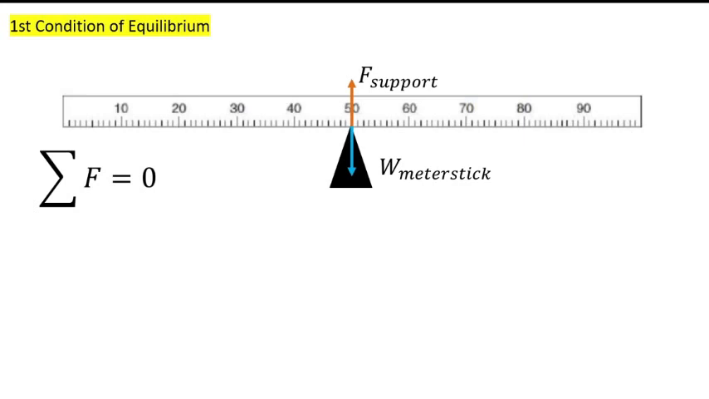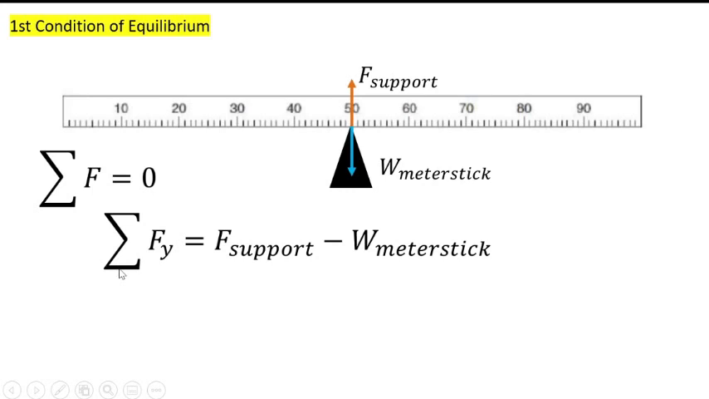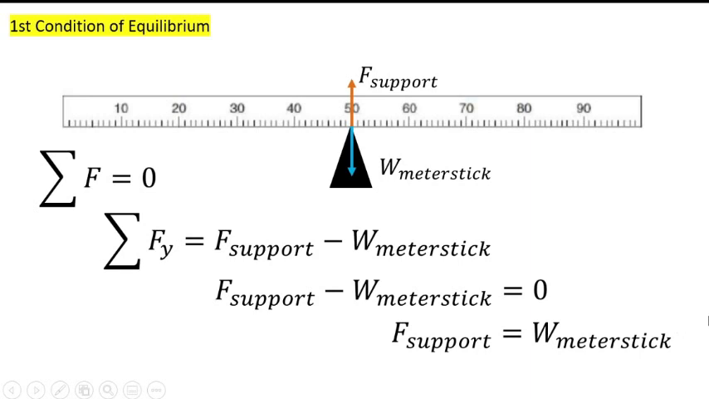The first condition of equilibrium is just the summation of forces is equal to 0. In this system, we only have forces on Y. Hence, the summation of forces on Y is just equal to F support minus the weight of the meter stick. Since F support is upward, we determine it as positive, and the weight of the meter stick is downward, so that is negative weight of the meter stick. Since our system is in equilibrium, F support minus the weight of the meter stick is equal to 0. If we transpose the weight of the meter stick to the other side, the force of the support is just equal to the weight of the meter stick.